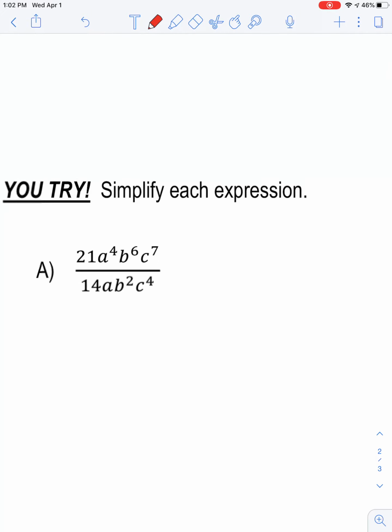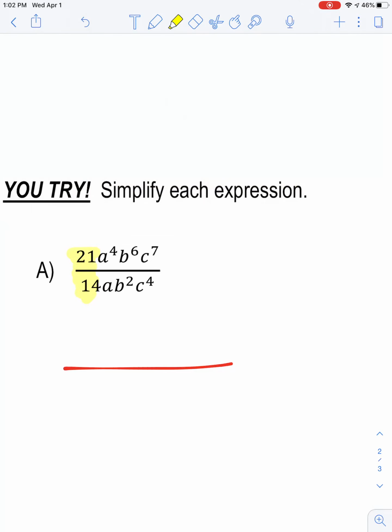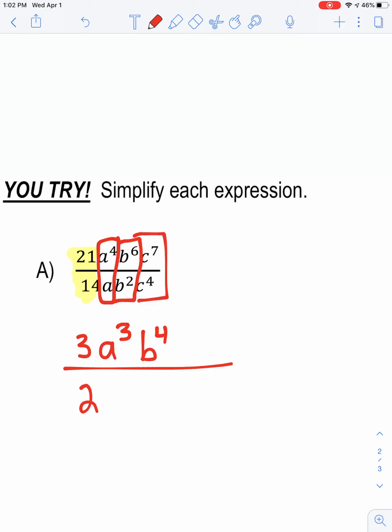All right, let's see how you did on part A. So when I'm dividing the coefficients, 21 and 14, I can divide the top by 7 and get a 3, and the bottom divided by 7 gives me a 2. When I look at the A's, if I subtract 4 minus 1, I get a to the 3rd. If I subtract the exponents with the B's, 6 minus 2 is a 4, so I have b to the 4. And if I have a 7 minus 4, that gives me a c to the 3rd.